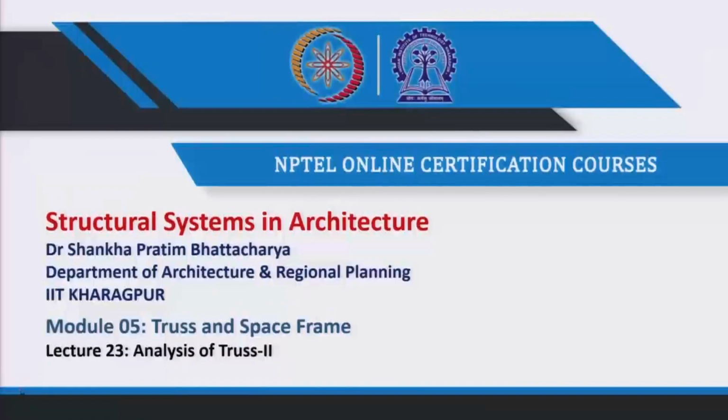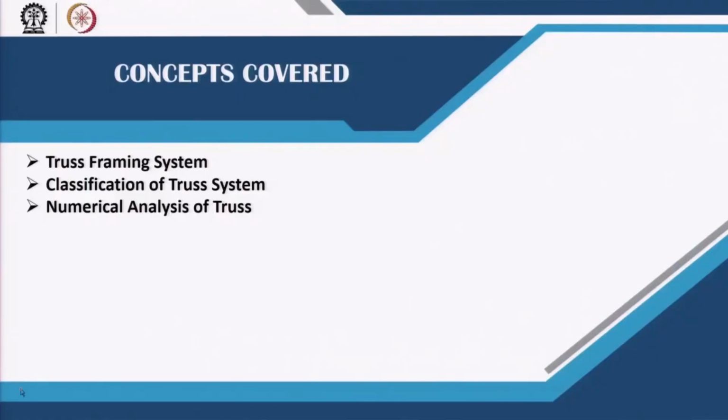Welcome to the NPTEL online certification course on structural systems in architecture. Module 5 is going on, and this module is on the truss and the space frame. We are in the third lecture, on the analysis of truss, part 2. In this lecture we are going to discuss the truss framing system, how the framing system of the truss is adopted, then the classification of the truss system, and then some numerical analysis of the truss.